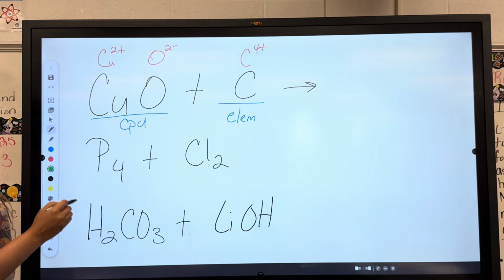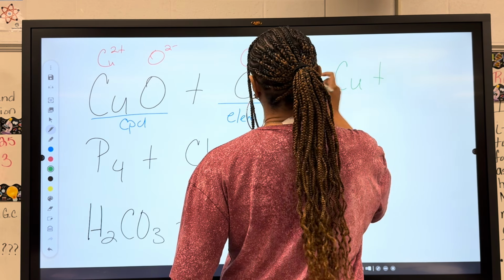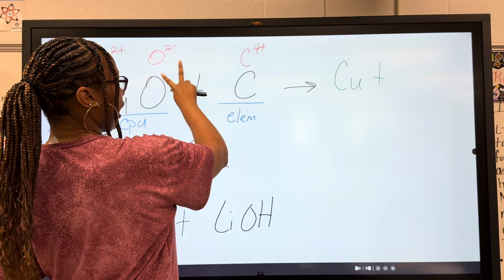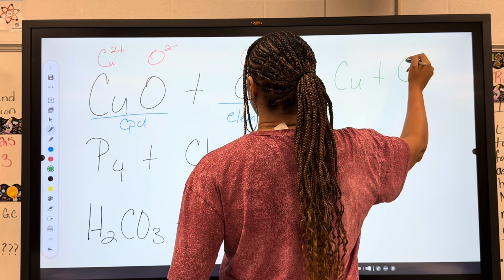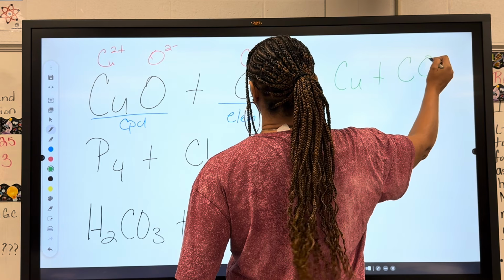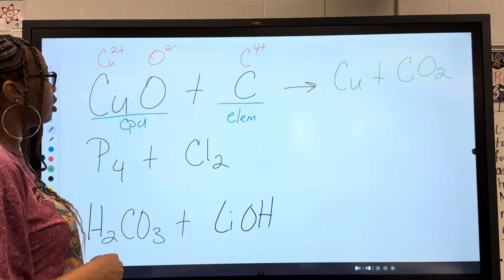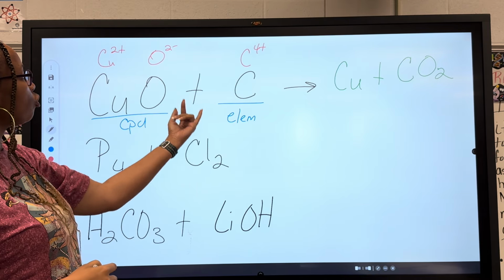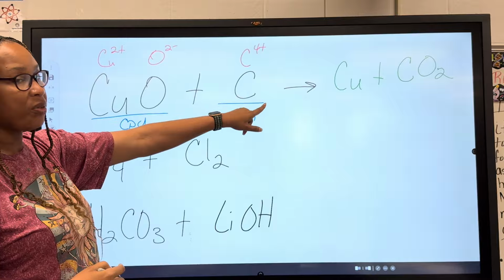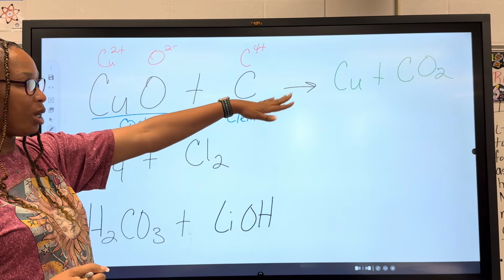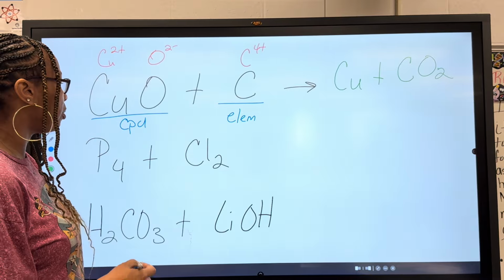So when I have my products, that means I have copper plus, and again, swap and drop. I'm going to end up with CO2. Because when you swap and drop, this 4 goes with the oxygen, the 2 goes with the copper, but then you reduce it to the lowest common, whatever it is, because of the math. But anyway, it becomes carbon dioxide.